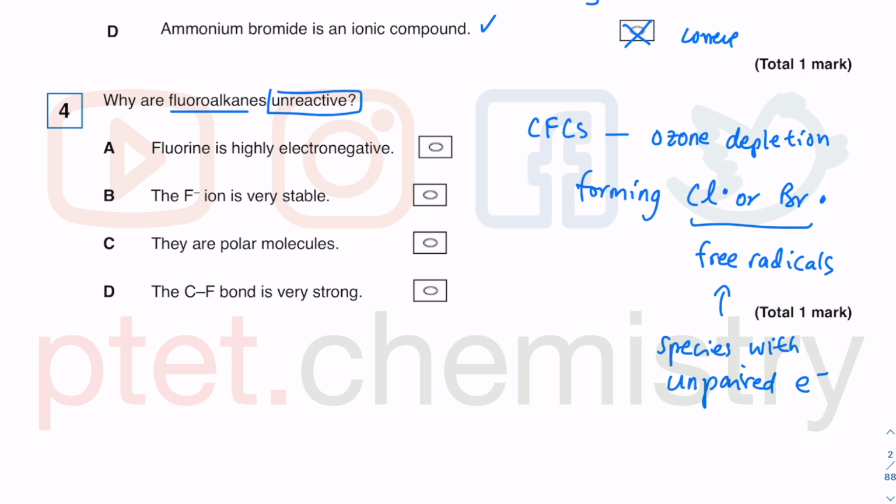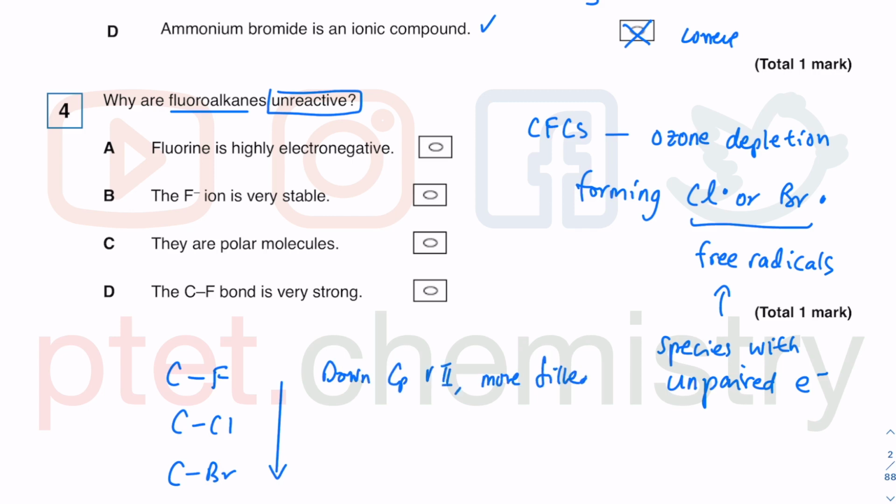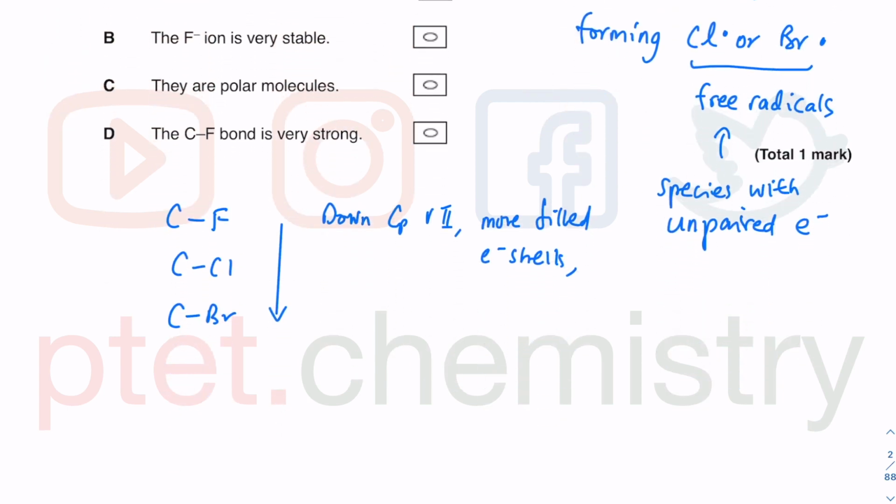So we need to think about breaking the CF bond, CCl bond, CBr bond. Of course, when you go down group 7, the halogens, you have more filled electron shells, and the electrons in the covalent bond are actually further away from the nucleus. You get a longer covalent bond, and therefore these electrons they are sharing in the middle are getting further and further away from the nucleus. Therefore, we think about this being a weaker covalent bond.